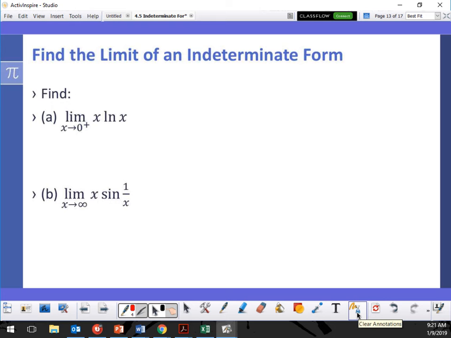All right, so for this one right here, same thing. If I plug it in as is, so I'm going to do this one right here, it's going to be infinity times 0.